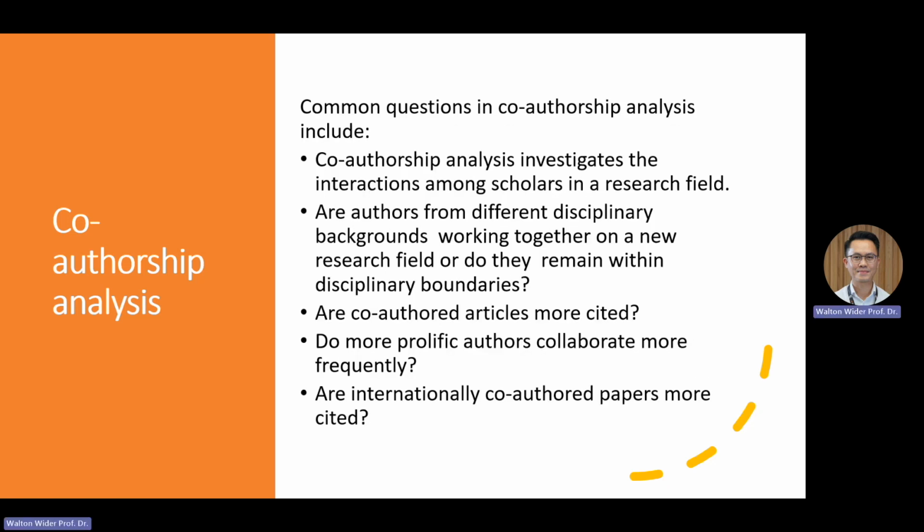So these are some of the questions used in co-authorship analysis. All right. We want to look at the interdisciplinary collaborations for the first one. And then the second one is related to the citation impact of co-authored work. The third one is the collaboration frequency of the prolific authors. And the fourth one, which is the last one, is the international collaborations and citations. So these are some of the questions used by researchers in their publications in analyzing co-authorships.